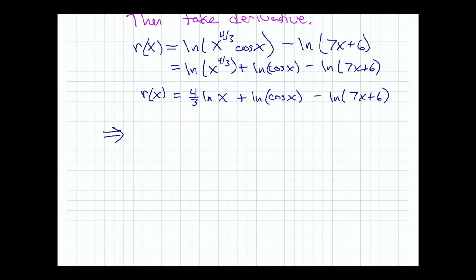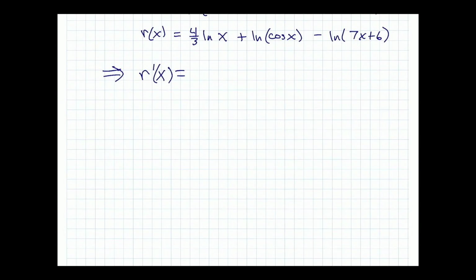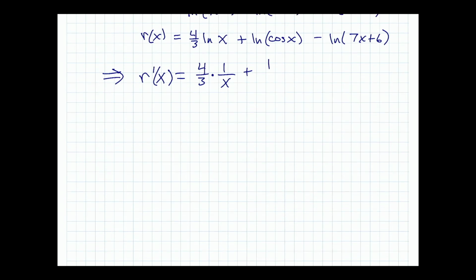So now we're finally going to take the derivative. So what's the derivative of 4/3 ln x? It's 4/3 times, well, the derivative of ln x, which we know is just 1 over x. Then we've got ln cosine x. And we know how to handle that now too, right? It should be 1 over cosine x. But then the chain rule makes you multiply by the derivative of what's inside. So what's the derivative of the cosine function? Negative sine.